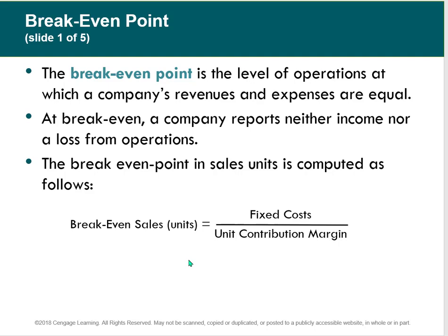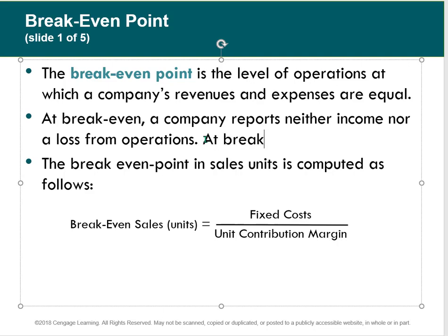Well, just think about that. At break-even, the contribution margin is equal to fixed cost. So break-even sales then would be if I take my fixed cost and divide it by the unit contribution margin. That'll do it.